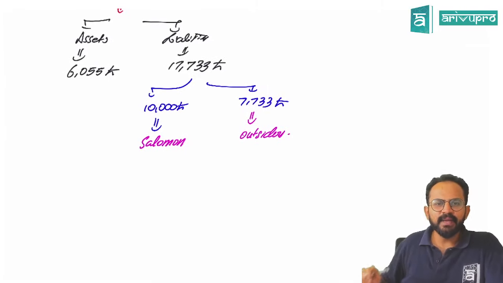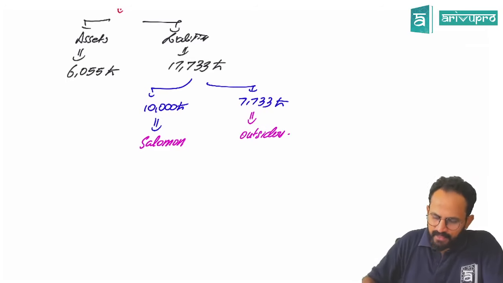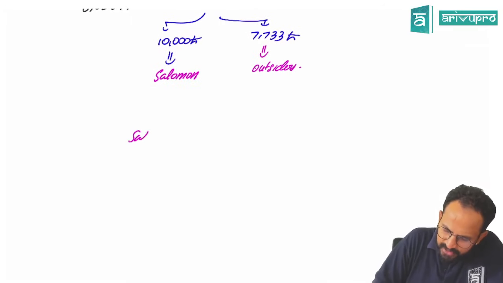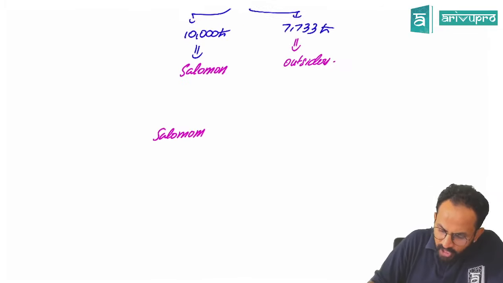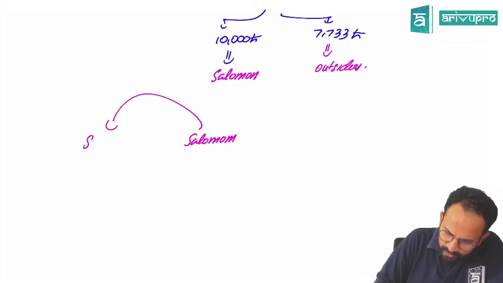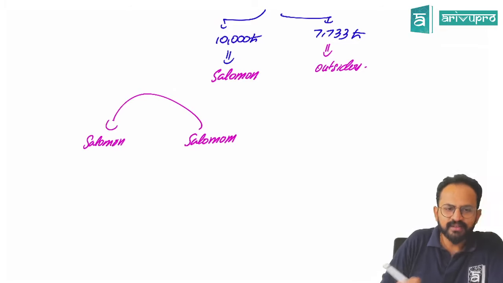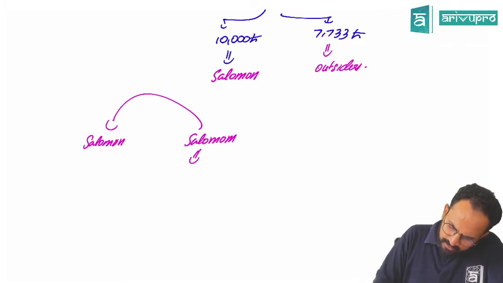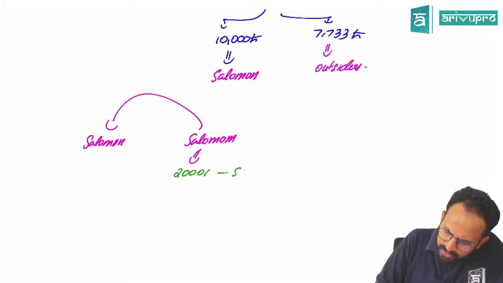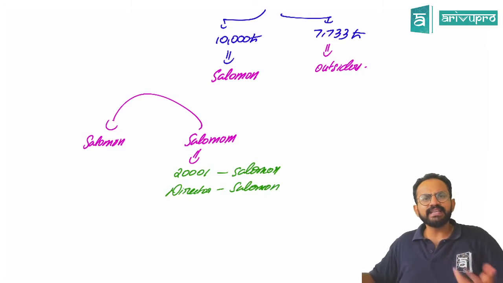Now what happened? See here, the Salomon company. First, they bought the business by giving money to Salomon only. Salomon was the seller, and the buyer was Salomon and Company. The majority shareholder, with 20,000 shares, is again Salomon. The director of the company is also Salomon. Basically everything is Salomon.